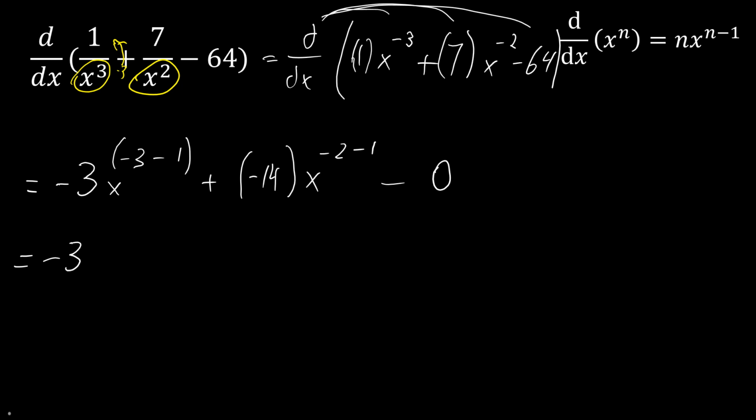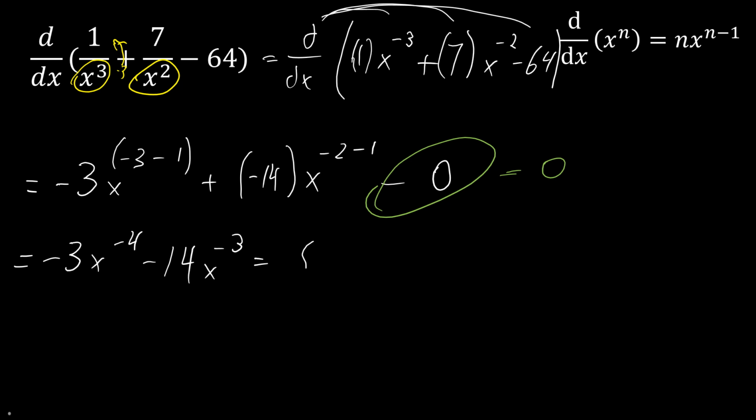We have negative 3x to the negative 4, because when you subtract from a negative, you're basically adding. So it'd be negative 4 in that case. We add again. Well, no, we don't. We're just subtracting because this is a negative 14. So minus 14 x to the negative 3. And then this is just 0, so don't worry about that. And then this is going to be our f prime of x.